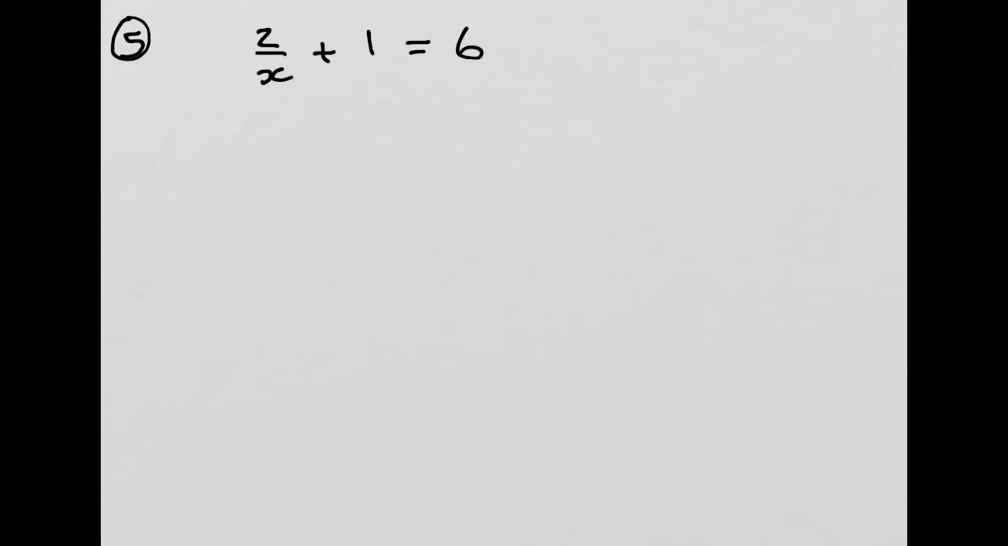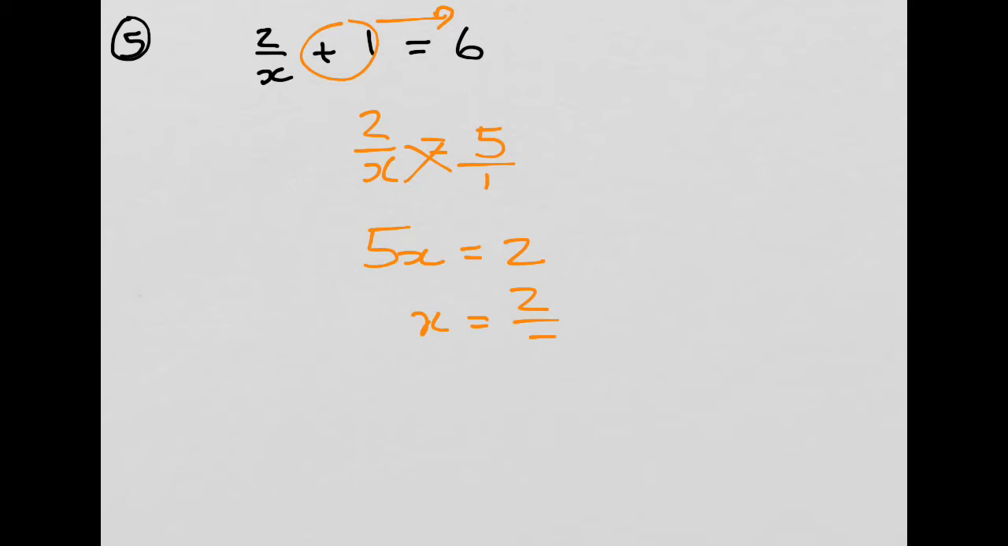Question 5. Solve this, so take the 1 over first of all, so 2 over x is equal to 5. Now, if I make it 5 over 1, do some cross multiplying, then I'm going to get 5x is 2, take the 5 over, x is 2 over 5.